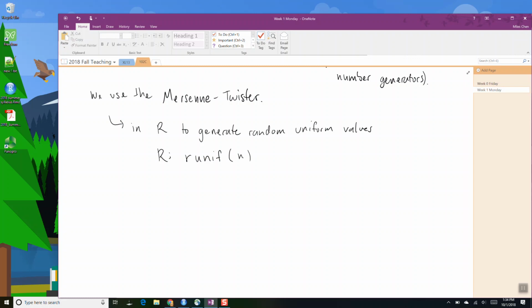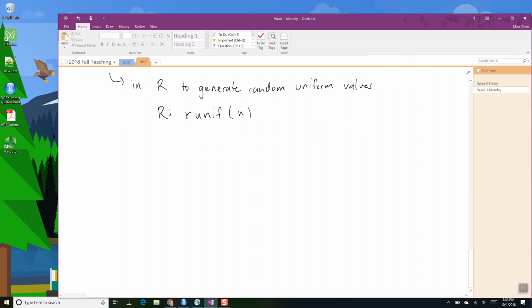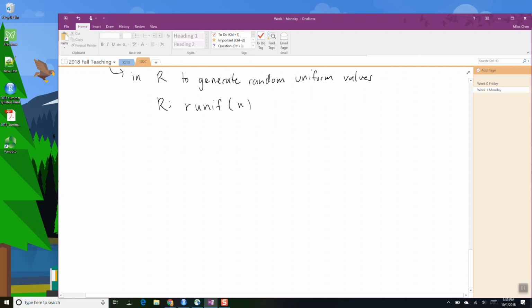Okay, that's great. So if we have u coming from random uniform, and if we have the inverse CDF, we can get random values from the desired distribution.